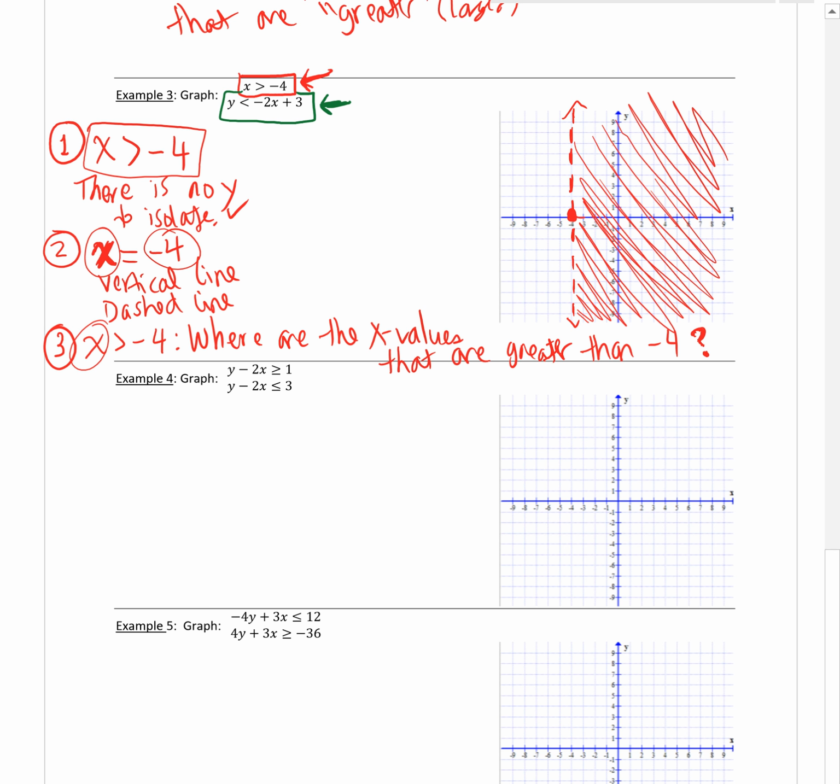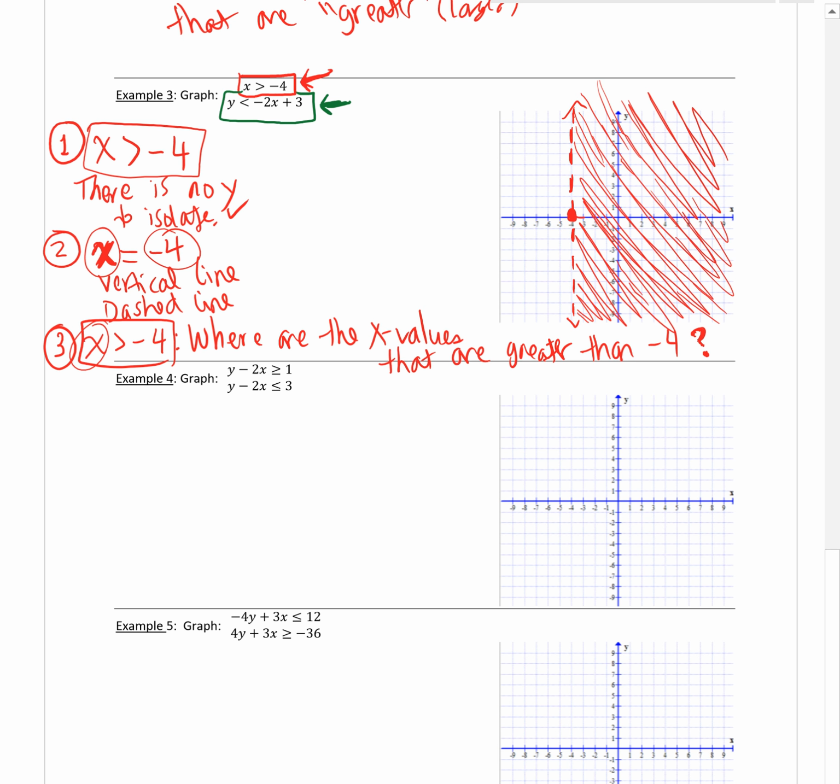So the above and below shading doesn't really apply to this one. It's kind of a special case, but like I said, you can always use logic. Look at your inequality and say, okay, I want x's that are greater than -4. Where are those? Are they to the left or to the right? Those are a little tricky, but anyway, we'll try the next one here.